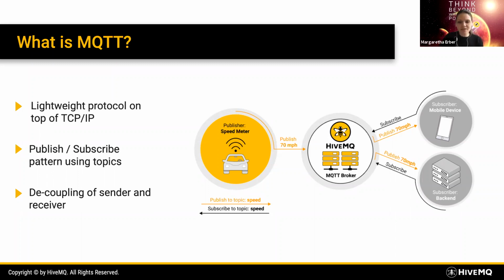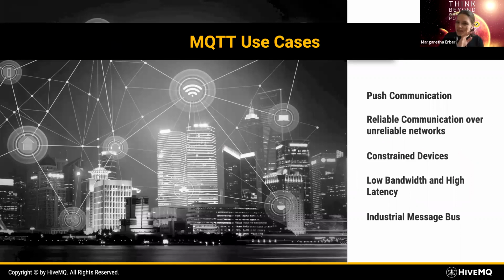With this simplicity and the lightweight architecture, it has proven to be the preferred protocol for the Internet of Things. So where can you use MQTT? Basically everywhere where you have push communication, where you need reliable communication over unreliable networks, where you have constrained devices, where you have low bandwidth and high latency, and for example, if you want an industrial message bus. So basically everywhere in the Internet of Things, MQTT is a good fit.